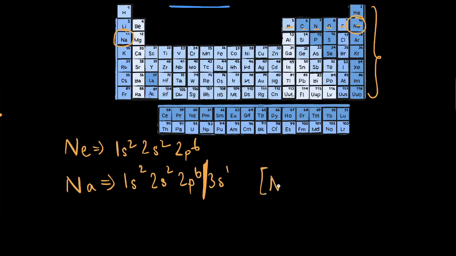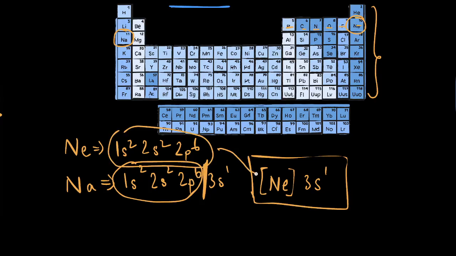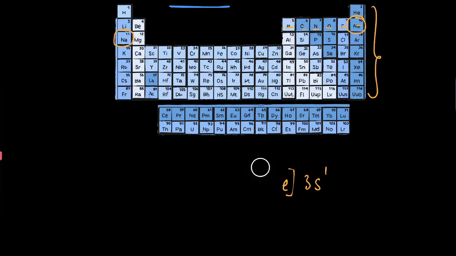So in order to write our noble gas configuration in that format, we would just write neon in square brackets, and then 3s1. This here would be our noble gas electron configuration for sodium. This shows that this entire portion is exactly the same as the electron configuration for neon, so we save ourselves a lot of time and space by writing out the square brackets and then continuing with the rest that is different. Hopefully that makes sense. It is pretty straightforward. If you are comfortable with your regular electron configurations, this shouldn't be too difficult. Let's look at another example.